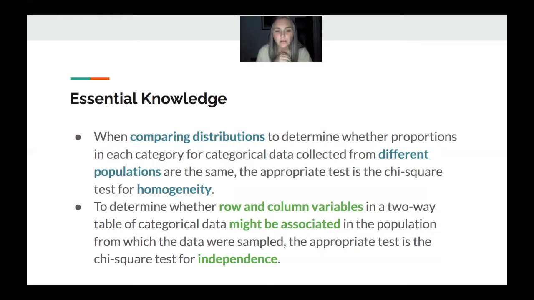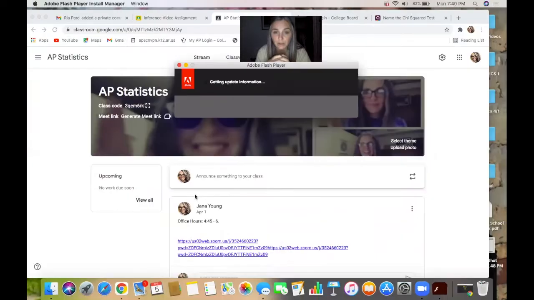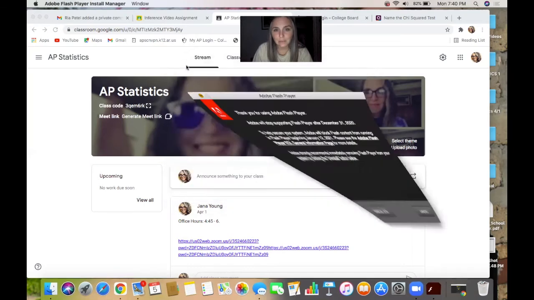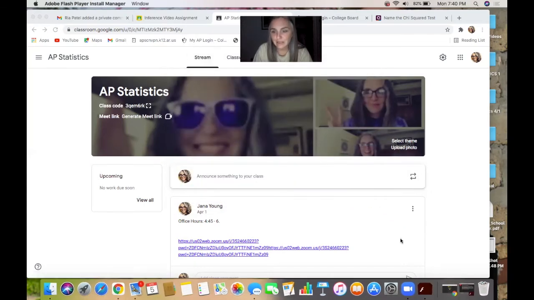To determine whether row and column variables, my computer here is trying to update. So I'm going to pause you while I get my slides back.